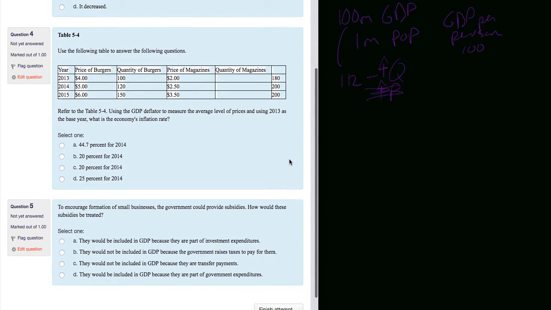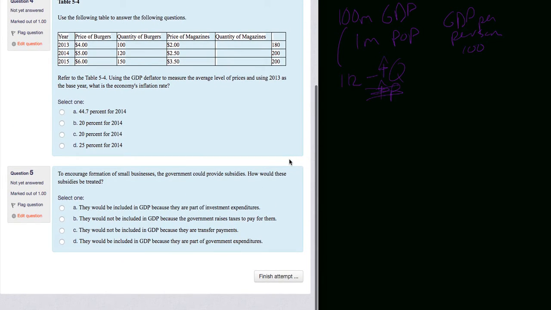All right, next step. Use the following table to answer the following questions. Refer to table 5.4. Using the GDP deflator to measure the average level of prices and using 2013 as the base year, what is the economy's inflation rate? So if we look at this, we had the price of burgers from 2013 to 2014. The price of burgers has gone up by a quarter, so 25%. And the magazines have also gone up by a quarter, which is 25%.